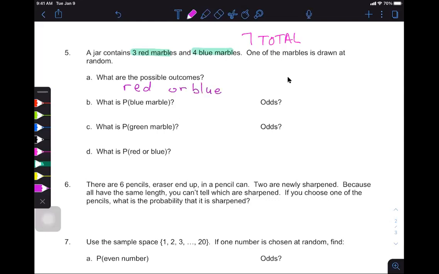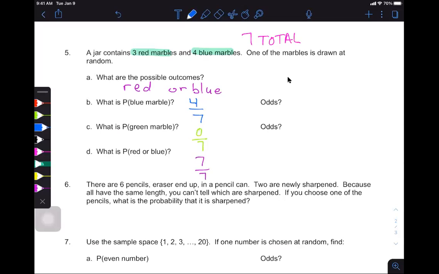And then Liam, I'm going to keep you there. What's the probability of a blue marble? It'd be 4 to 7. Good. Now here's a little tricky one. What's the probability of a green marble? 0 to 7. Awesome. And then last one, what's the probability of a red or blue marble? 7 out of 7. Awesome job. And I'm going to keep you right there.